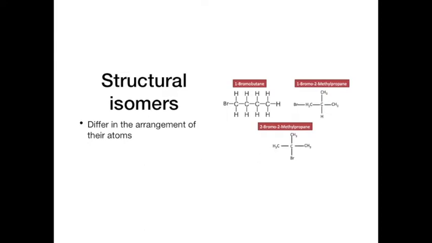Let me write that down for you. C4H9Br, carbon 4, hydrogen 9, bromine. You see, they don't all have the same arrangement of their atoms. There are three possible structural isomers.